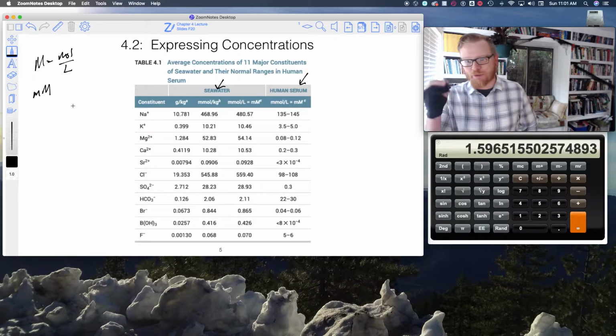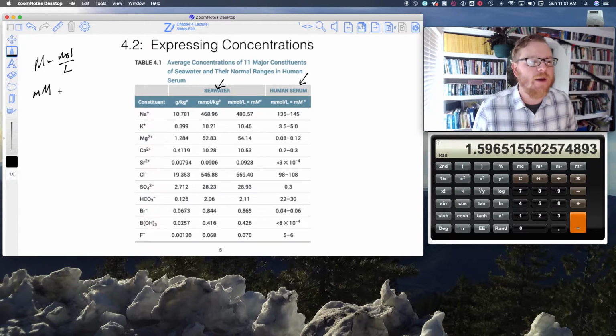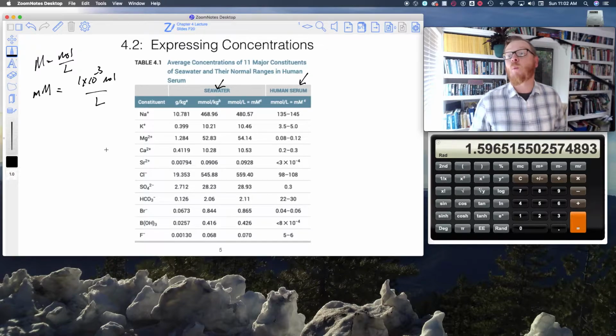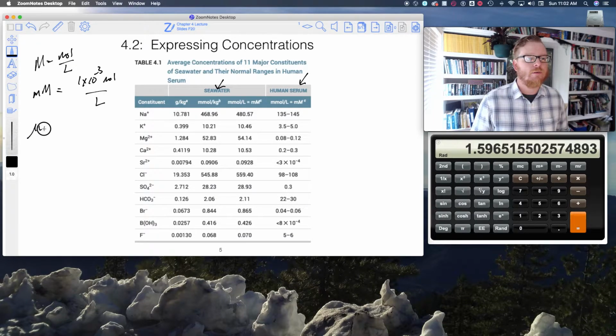I know that gets really confusing, little m and big M. But millimolar means 1 times 10 to the minus 3 moles in 1 liter. Okay? I could have micromolar. Micromolar means 1 times 10 to the minus 6 moles in 1 liter. I could even have nanomolar, which would be 1 times 10 to the minus 9 mole in 1 liter.